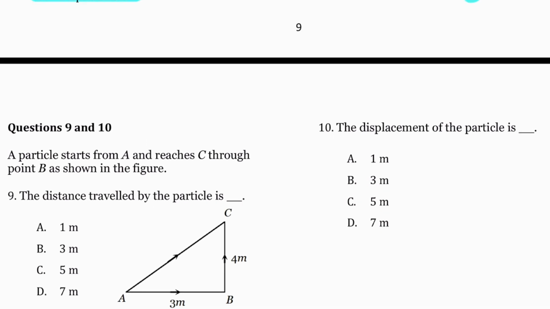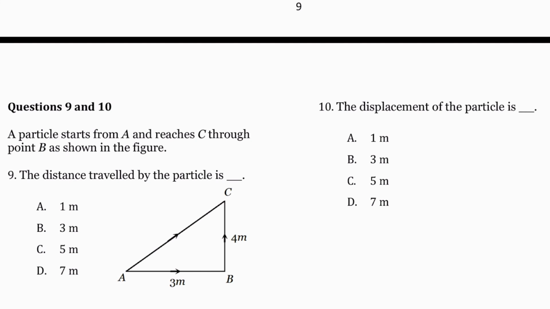Question number 9. A particle starts from A and reaches C through B. That means it moves from A to B and then from B to C, as shown in the figure. The distance traveled by the particle is, so to get the distance we need to calculate from A to B and then from B to C. That means 3 plus 4. So the answer is 7.